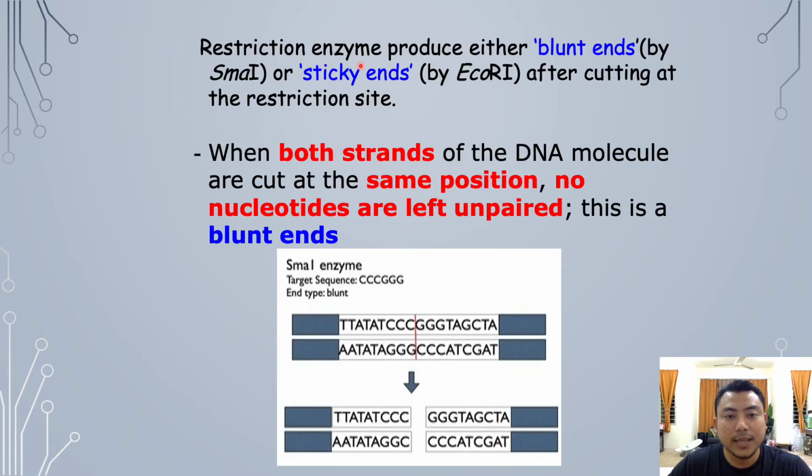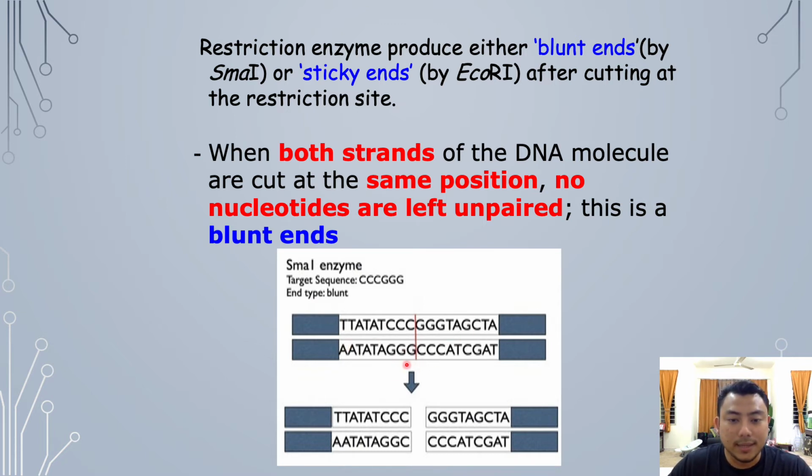So restriction enzymes produce either blunt ends by SMA1 or sticky ends by EcoR1 after cutting at the restriction site. When both strands of the DNA molecule are cut in the same position, no nucleotides are left unpaired. This is a blunt end. Blunt ends means tumpul, meaning the ends are the same. What is the meaning of sticky ends? We will refer to the following slides.